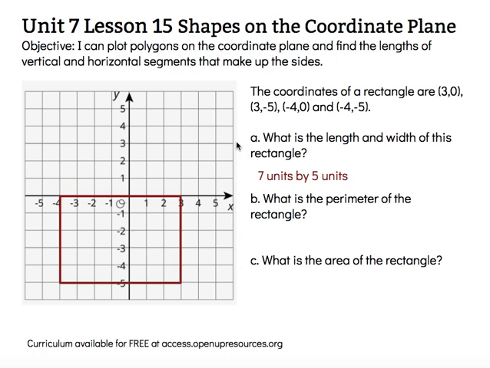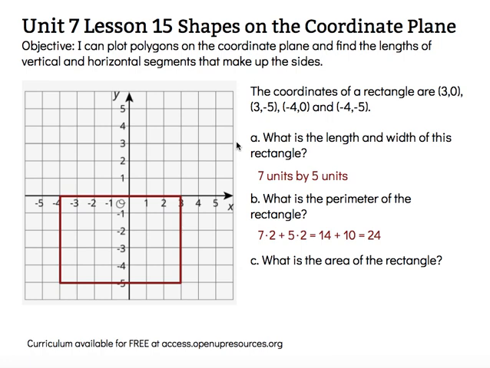What is the perimeter of the rectangle? Well, I know that the perimeter is the distance around. So I need 2 groups of 7 and 2 groups of 5, because I have 2 sides that are 7 units and 2 sides that are 5 units. So 7 times 2 is 14, 5 times 2 is 10. When I add those together, I get 24 units all the way around the rectangle. Again, I could have counted, but I chose to use a computation strategy.